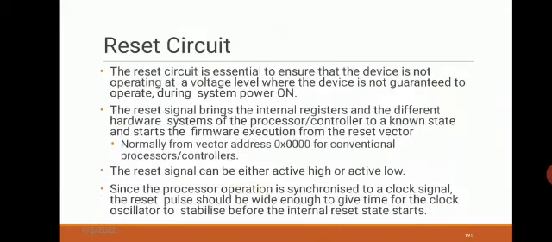Since the processor operation is synchronized to the clock signal, the reset pulse should be wide enough to give the time for the clock oscillator to stabilize before the internal reset state starts. All the processors work on the clock signal, which may be positive edge triggered or negative edge triggered. Suppose it is positive edge triggered: the reset signal, active high or active low depending on the processor, should be on before the positive edge, and even after the positive edge it should be on for some time. So it will recognize the reset signal and then start its operation internally.